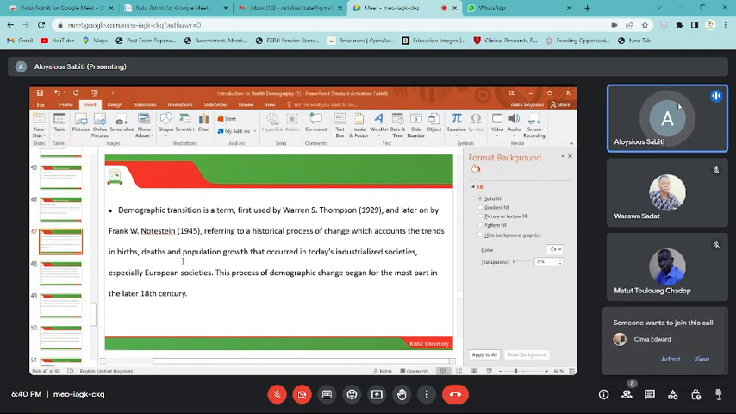So the demographic transition theory is a term that was first used by, excuse me for a minute.